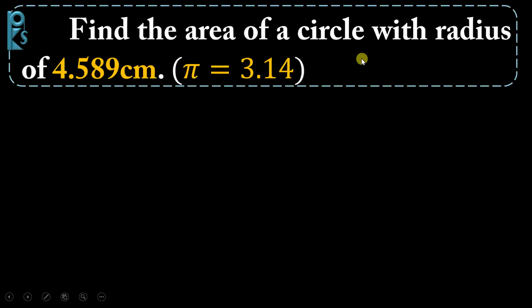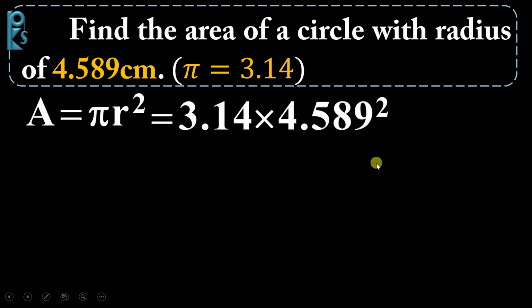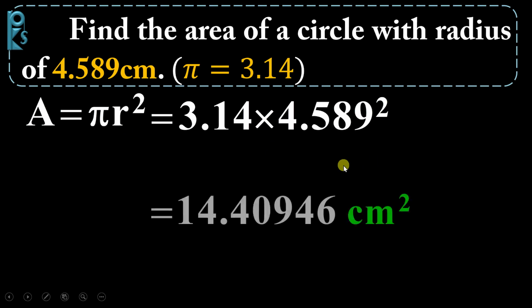Find the area of a circle with a radius of 4.589 centimeters. Pi is given to be 3.14. As we know, the area of a circle is obtained by pi r squared. I substitute the values. Mathematically, the answer will be 14.40946 centimeters squared. Okay, let's count the significant figures.